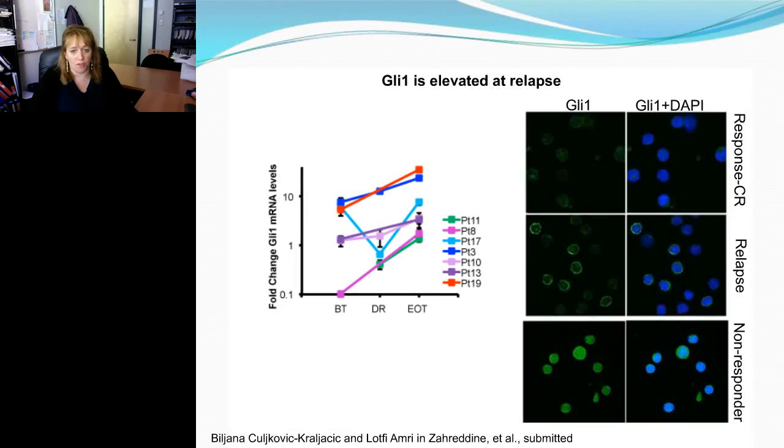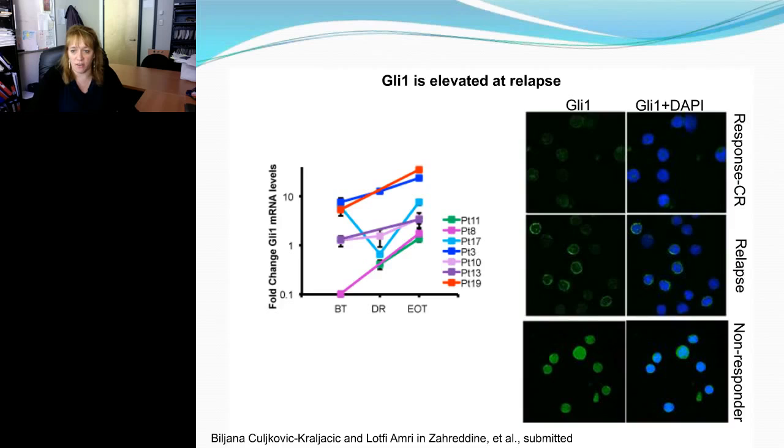So this is just showing you some of our primary patient specimens. Here you can see GLI1 elevation of RNA levels before treatment, during response, and at end of treatment. And this is a log scale, so you can clearly see that we have substantial increases in GLI1 RNA consistent with what we saw in deep sequencing.